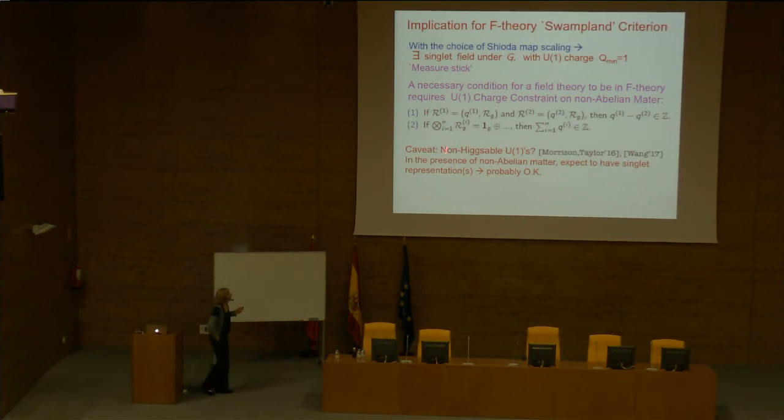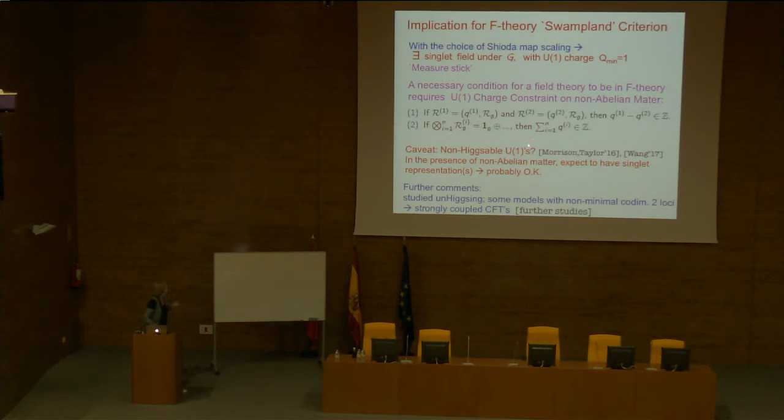The caveat would be the existence of non-Higgsable U1s, namely the fact that we don't have a measure stick, say, of a matter singlet. But in the presence of non-abelian matter, one really expects that in addition, if you already have non-abelian matter, you would also have singlet representations, and thus they would act as measure sticks as well. So with just these assumptions, I think we are quite safe about covering the full F-theory space. Okay?